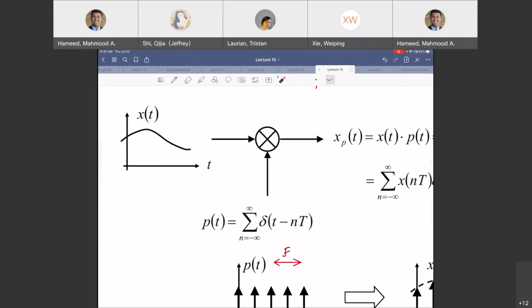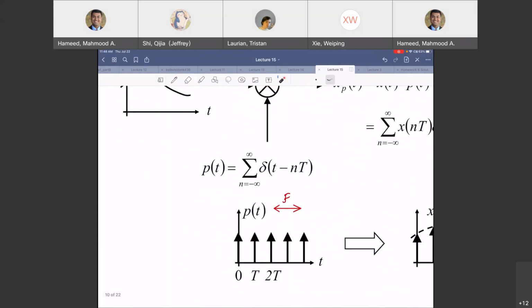So let's try to look at it in terms of their mathematical expressions. So you have X of t over here. You are multiplying with an impulse train. What is the time period of this impulse train? Take a look. Capital T, right? Because you see, n is going from negative infinity to infinity. You are getting t minus 1T, t minus 2T, t minus 3T, and so on. So you're getting an impulse at 0, T, 2T, 3T, and so on. So the time period of this impulse train is T.